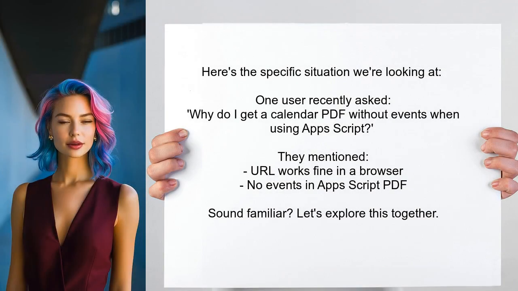Here's the specific situation we're looking at. One user recently asked, "Why do I get a calendar PDF without events when using AppScript?" They mentioned that the URL works fine in a browser, but not when fetched through AppScript. Sound familiar? Let's explore this together.